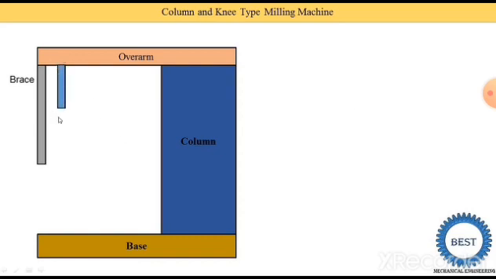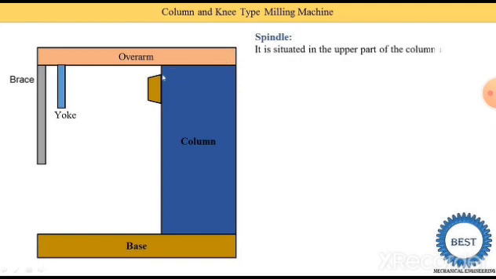Next is the yoke. This yoke provides support to the arbor. The arbor is installed here. The other end of the arbor is supported by the yoke, and the yoke is able to slide on the overarm because it is mounted on dovetail guideways on the overarm, so the yoke can move from this side to this side according to the length of the arbor.